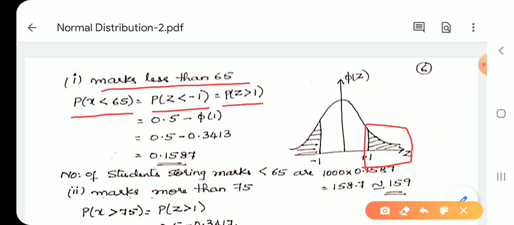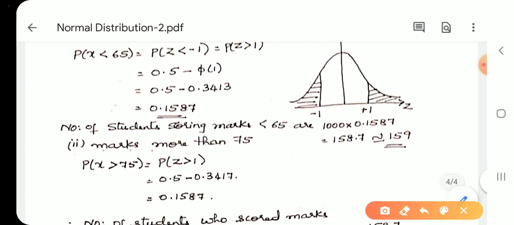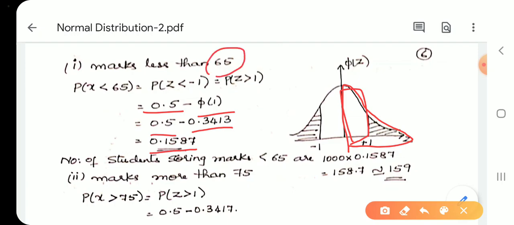So to find this P of z greater than 1, the entire positive part of the curve is given by 0.5, minus the small portion which we do not require, which is given by phi of 1. So 0.5 minus phi of 1, that is 0.3413. Using the normal probability table, we get 0.1587. So this is the probability of the students who have scored marks less than 65.